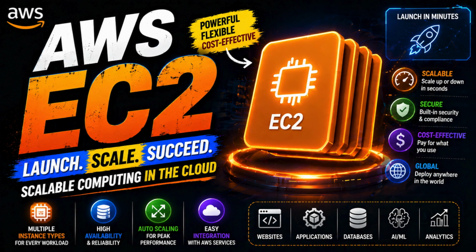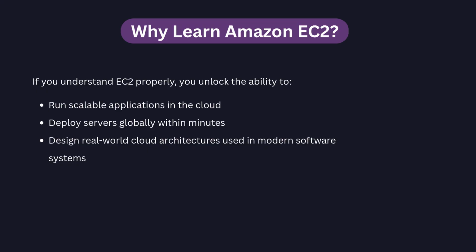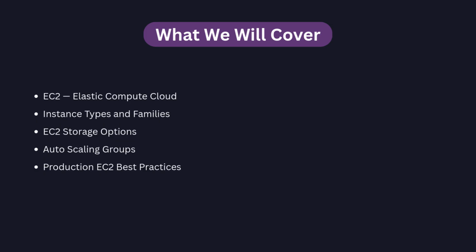Welcome everyone. Today we are going to explore one of the most important services in cloud computing, Amazon EC2. If you understand EC2 properly, you unlock the ability to run scalable applications, deploy servers globally, and design real-world cloud architectures used in modern software systems. Today we will discuss the following topics: AWS EC2, Elastic Compute Cloud, instance types and families, EC2 storage options, auto-scaling groups, and production EC2 best practices.